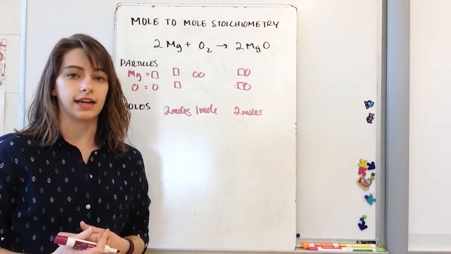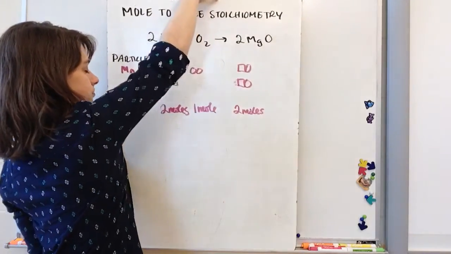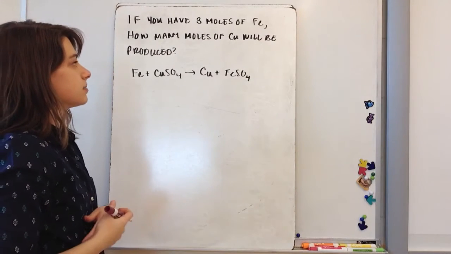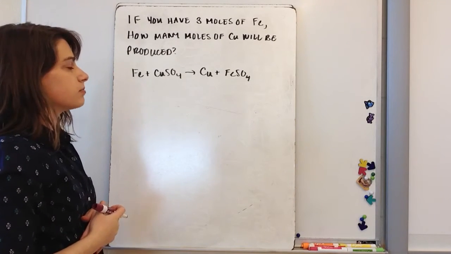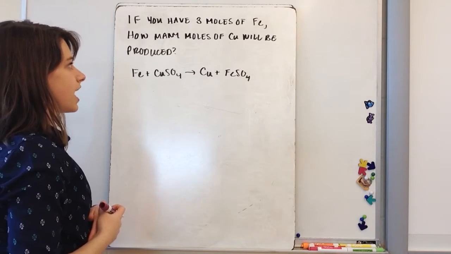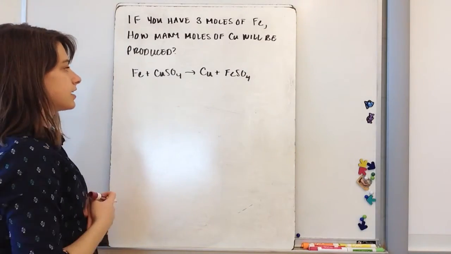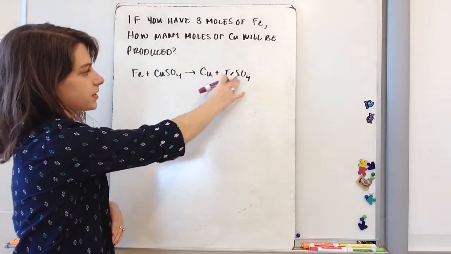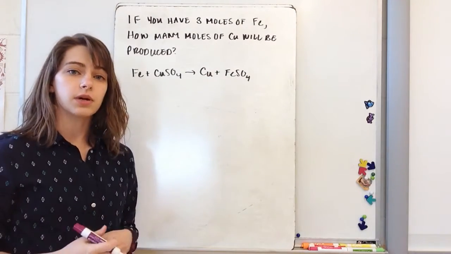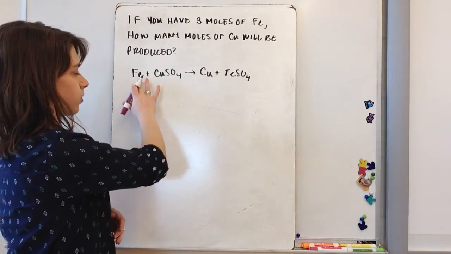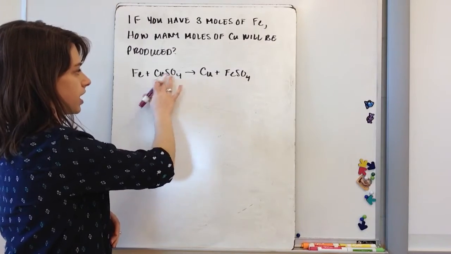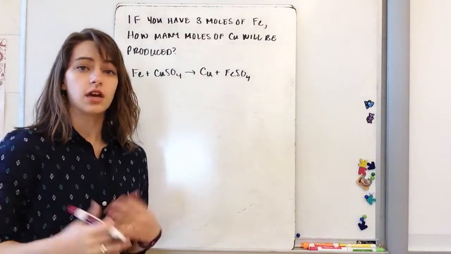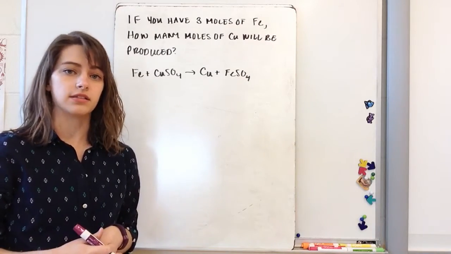So let's look at an example. In my first example, it says if you have 3 moles of iron, how many moles of copper will be produced? And here's my chemical reaction. So I have iron plus copper 2 sulfate, producing copper and iron 2 sulfate. The first thing I want to do is check to make sure that it's balanced. So I have 1 iron, 1 copper, 1 sulfur, 1 sulfur, 4 oxygens, 4 oxygens. So my reaction is already balanced.